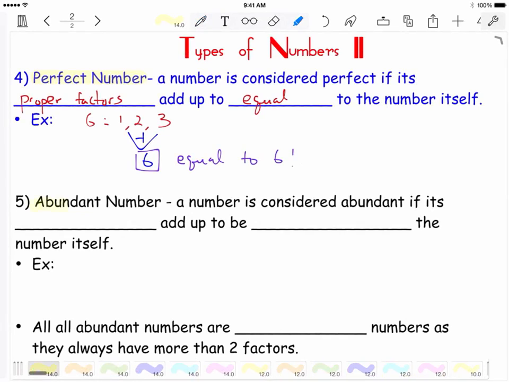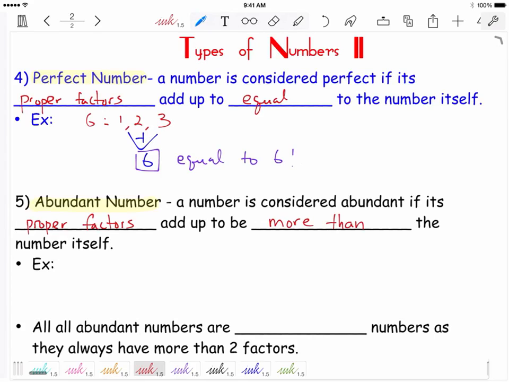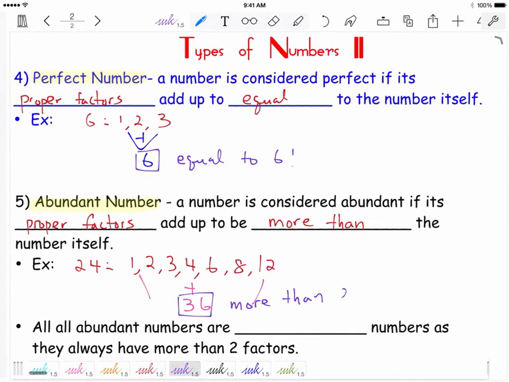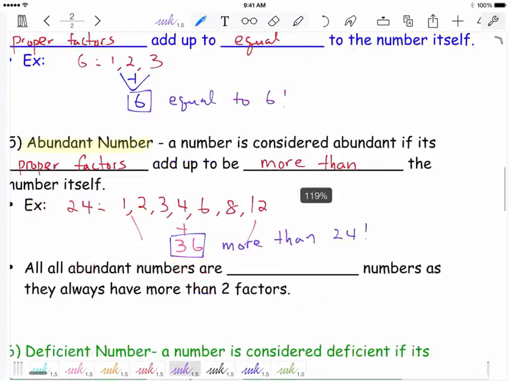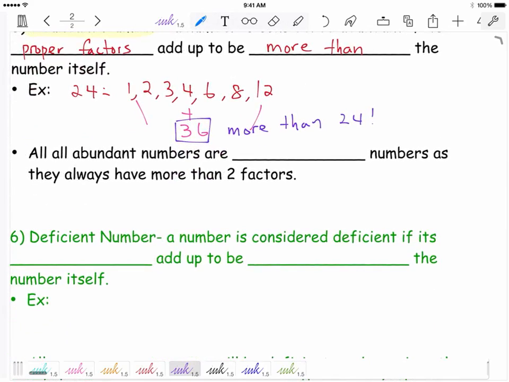The fifth word is abundant number. A number is abundant if its proper factors add up to be more than the number itself. For example, the proper factors of 24 are 1, 2, 3, 4, 6, 8, and 12. Since these factors add up to 36, which is more than 24 itself, 24 is an abundant number. Also, all abundant numbers are composite numbers since they always have more than 2 factors.